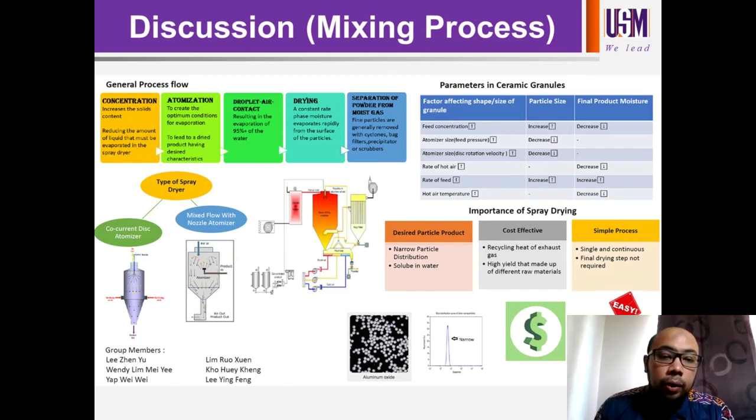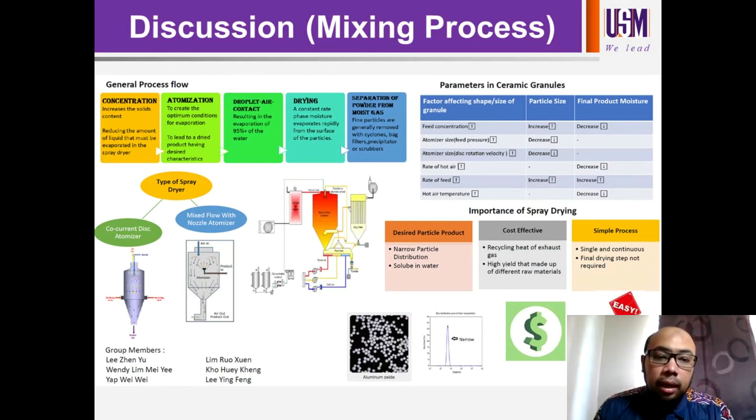Number one, you need to prepare the slip containing liquid and also ceramic powder at appropriate concentration, and then this slip will be sucked by the atomization, as we discussed before. In co-current, the disk atomizer was installed at the top of the spray dryer. For mixed flow, the atomizer is installed at the middle section of the spray dryer.